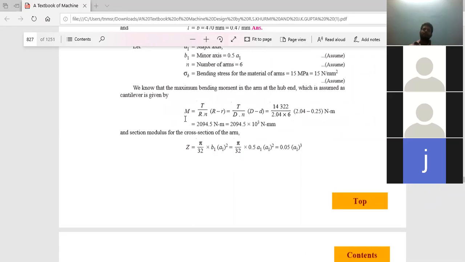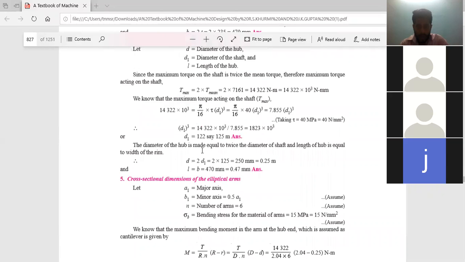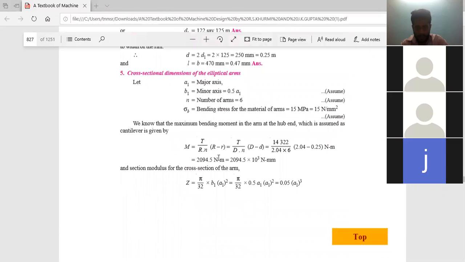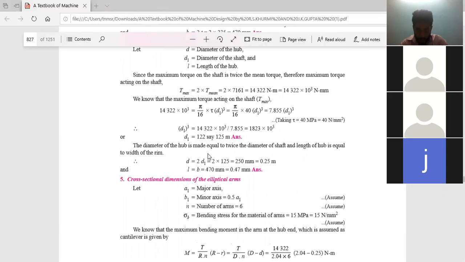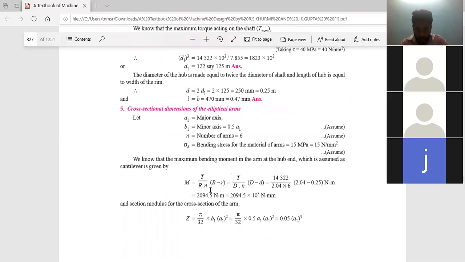I already know that bending moment M is T divided by R into N into capital R minus small r. Capital R is the radius of the rim. Small r is the radius of the hub, that means small d divided by 2. And N is 6. Calculate these values. You will get the maximum bending moment M as 2094.5 Newton meter, or 2094.5 into 10 to the power 3 Newton millimeter. Multiply it with 1000 if you are converting your meter into millimeter.